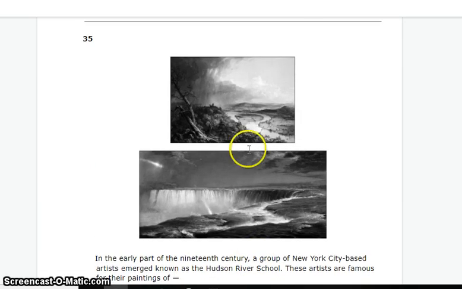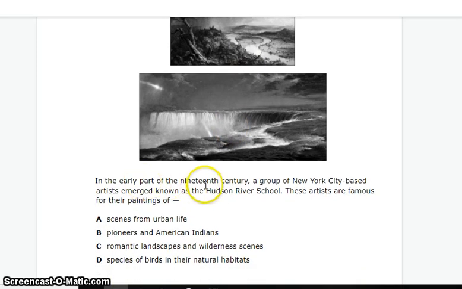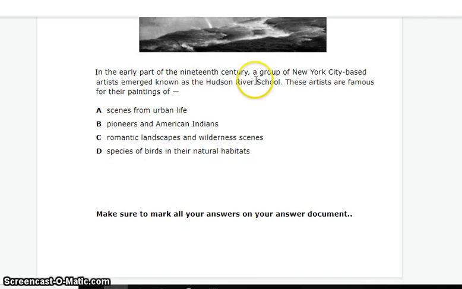35. Look at these two pictures. In the early part of the 19th century, a group of New York City-based artists emerged known as the Hudson River School. These artists are famous for their paintings of, so look at the paintings: A. a scene from urban life. B. Pioneers and Native Americans. C. Romantic landscapes and wilderness scenes. D. Species of birds and their natural habitats. And done.